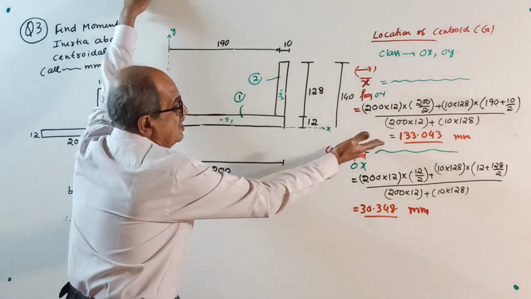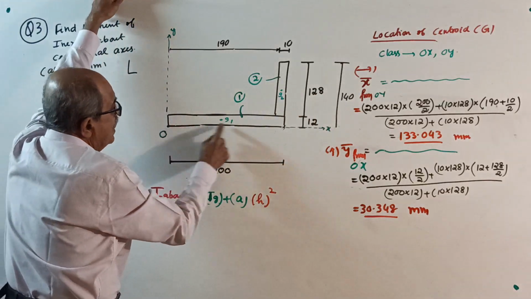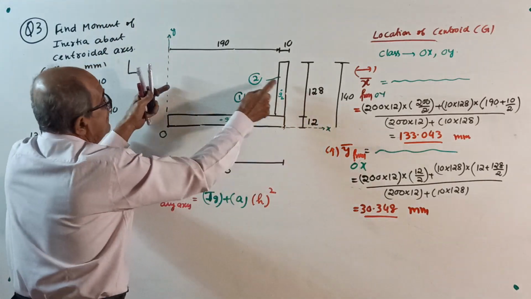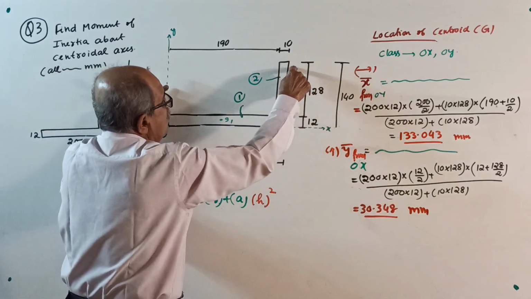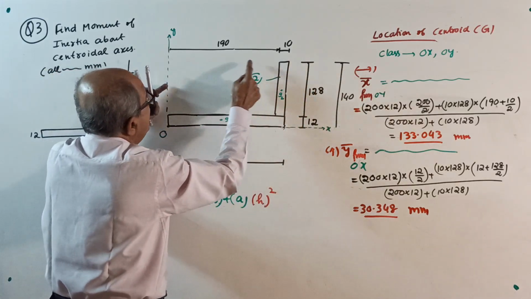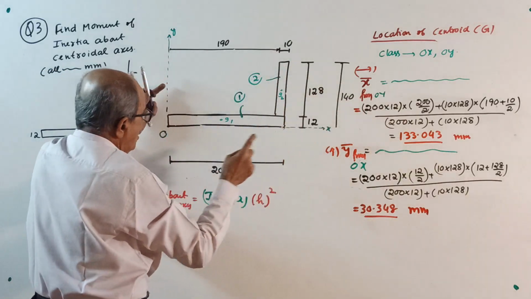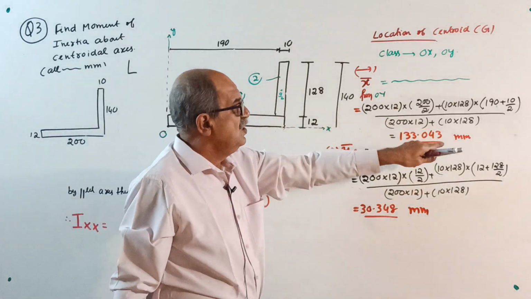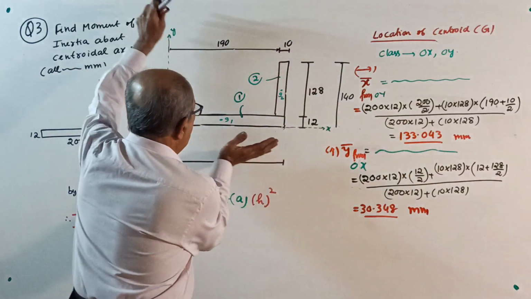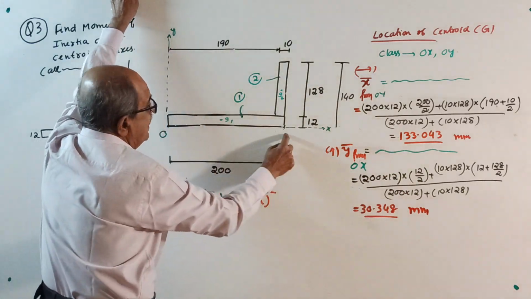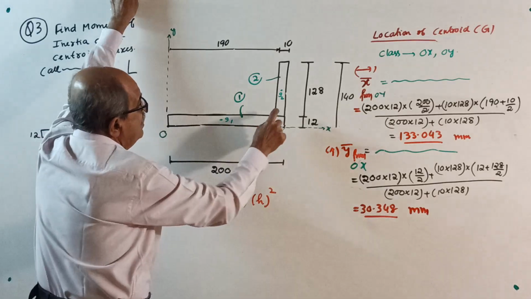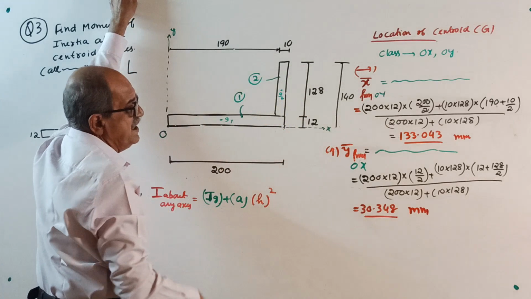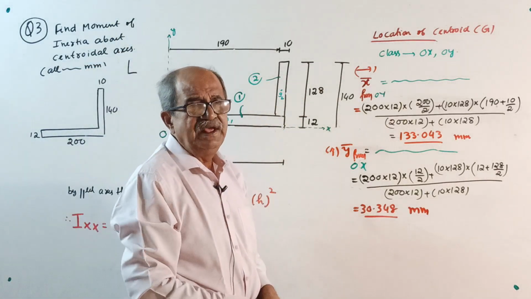First of all, this also I should not explain. See, 200 into 12 into x1, 200 by 2. Next, second one, 10 into 128 into 190 plus 10 by 2, or 200 minus 10 by 2. Divide by area will give x bar. Same way, y bar. 200 into 12 into 12 by 2, 10 into 128 into 12 plus 128 by 2. Divide by area will give y bar.